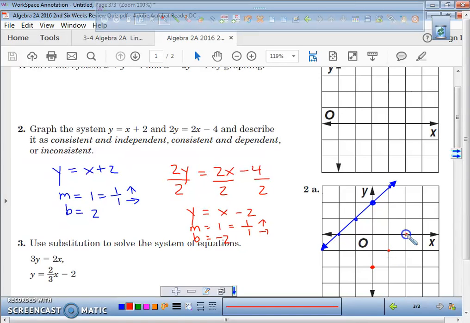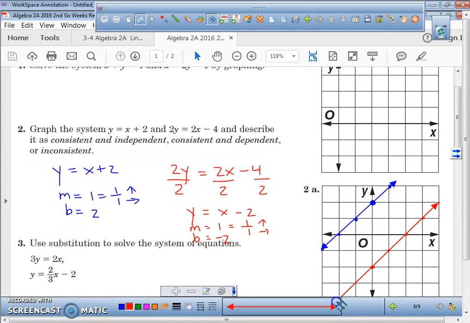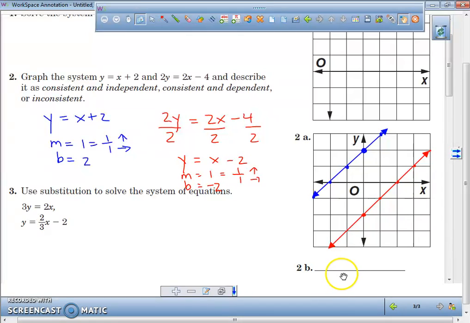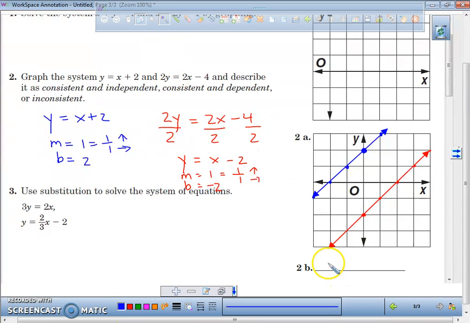They never cross. They never cross because the slopes are the same. And lines that have the same slope are considered to be what to each other? They are parallel. And parallel lines have no solutions. So whenever you guys get this answer of no solutions, is it consistent and independent, consistent and dependent, or is it inconsistent? Inconsistent is correct. So what you're going to do for 2b right here, you're going to write the word inconsistent.